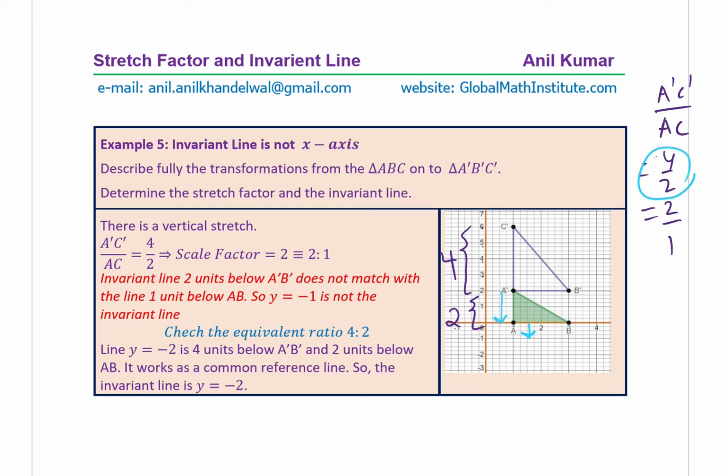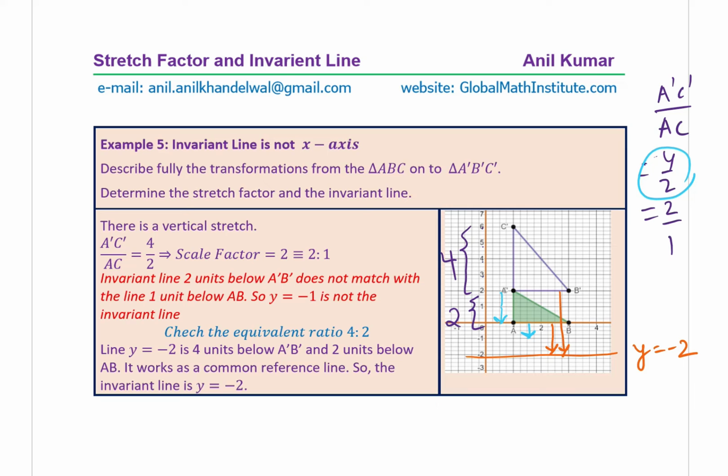Since we did not reach a common line, what we can now do is we can try 2 units. So if I go 2 units down, then from here, do we reach the same place by going down 4 units? Yes, we do. And therefore, the line which is y equals minus 2 becomes the invariant line. Do you see? There has to be a common factor.